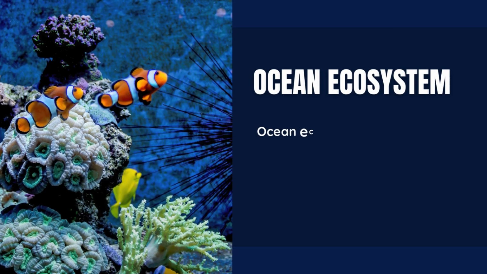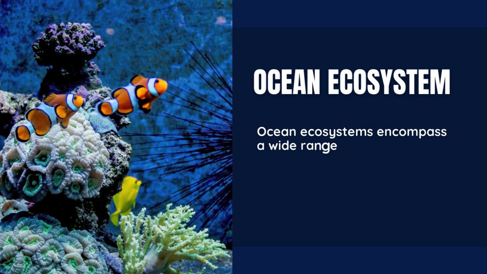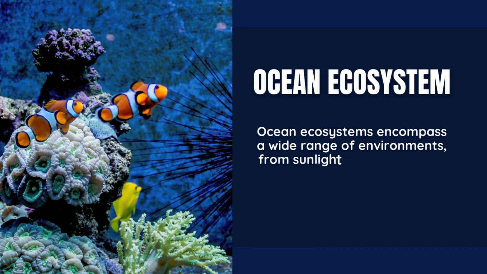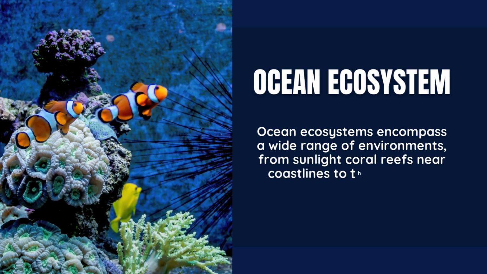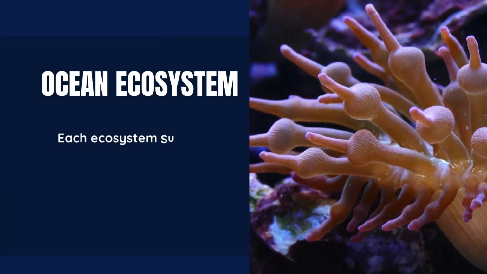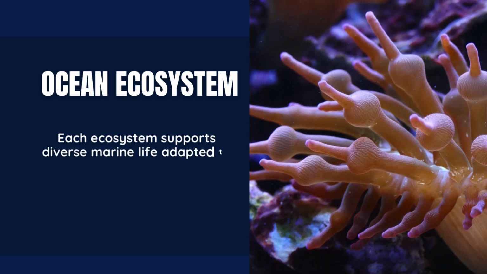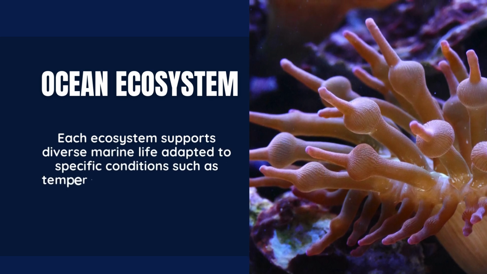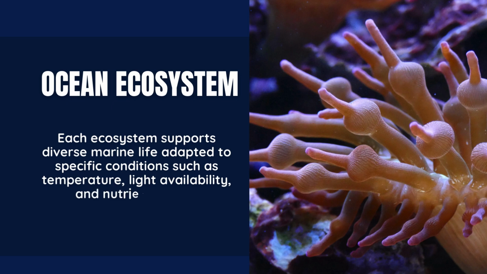Ocean ecosystems. Ocean ecosystems encompass a wide range of environments, from sunlit coral reefs near coastlines to the deep-sea habitat of the abyssal zone. Each ecosystem supports diverse marine life adapted to specific conditions such as temperature, light availability, and nutrient levels.